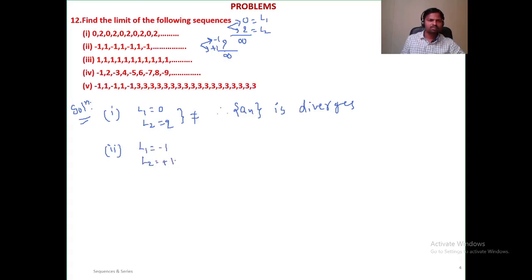Same problem I did by using the subsequence concept. Okay, look at, by subsequence concept I did. So again same story, therefore the sequence An does not converge, it diverges. Okay, and third one, look at third one, 1 1 1 1 1 up to so on.